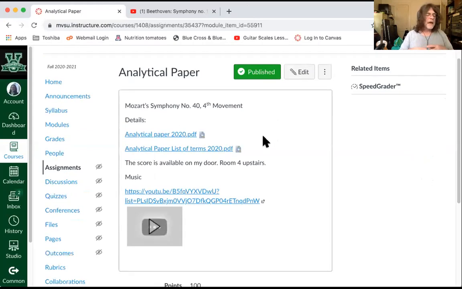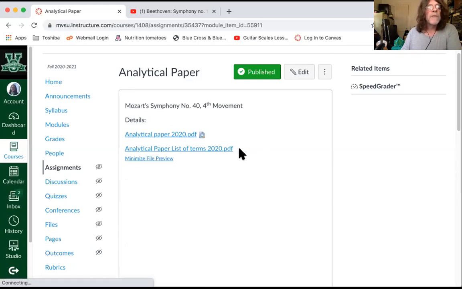So I originally had a certain date in the syllabus, and I've changed that date. I've extended it over the weekend because I'm realizing that people have their juries on that day and all kinds of other things. And it gives you three complete weekends to work on this. So here we go. It's Mozart Symphony number 40, the fourth movement. And here are the details of the paper right here. And then there's a list of terms.